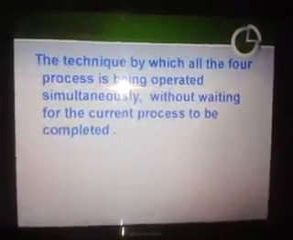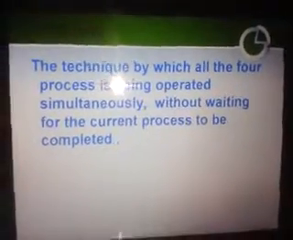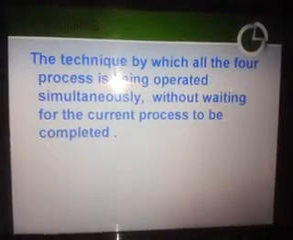Here we are using the pipelining technique. In this technique, all the 4 processes are operated simultaneously without waiting for the current process to be completed.